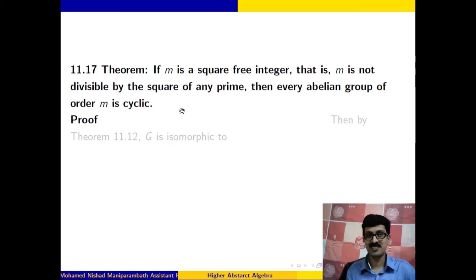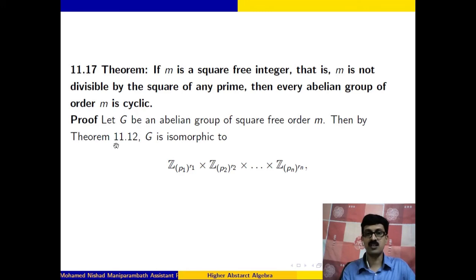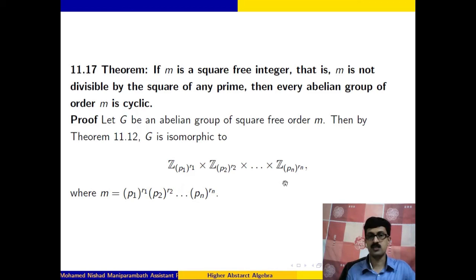So let's move to our proof. Let G be an abelian group of square free order m. Then by Theorem 11.2, our famous fundamental theorem of finitely generated abelian groups, because it is finite, the Z part is not there, and G is isomorphic to Z_p1^r1 cross Z_p2^r2 etc., Z_pn^rn, where m is the order of G, that means p1^r1 times p2^r2 times etc., pn^rn.